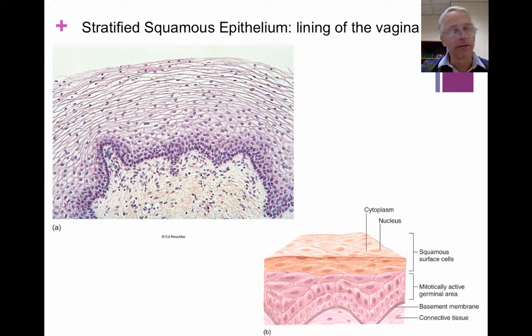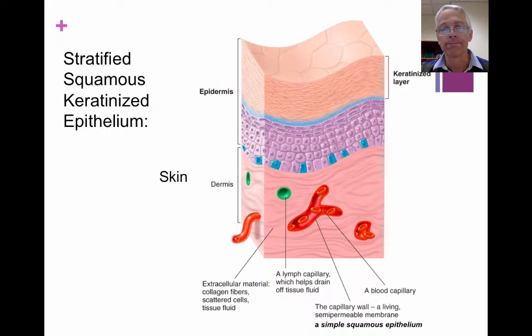Whenever we have the outside of our body being exposed to the inside of our body, we want to protect ourselves from infection, so we tend to have lots of layers of cells stacked on top of each other. That's the way our skin is. That's the way some of the linings of the openings of our body are as well. So there's another stratified squamous epithelium here, the skin.